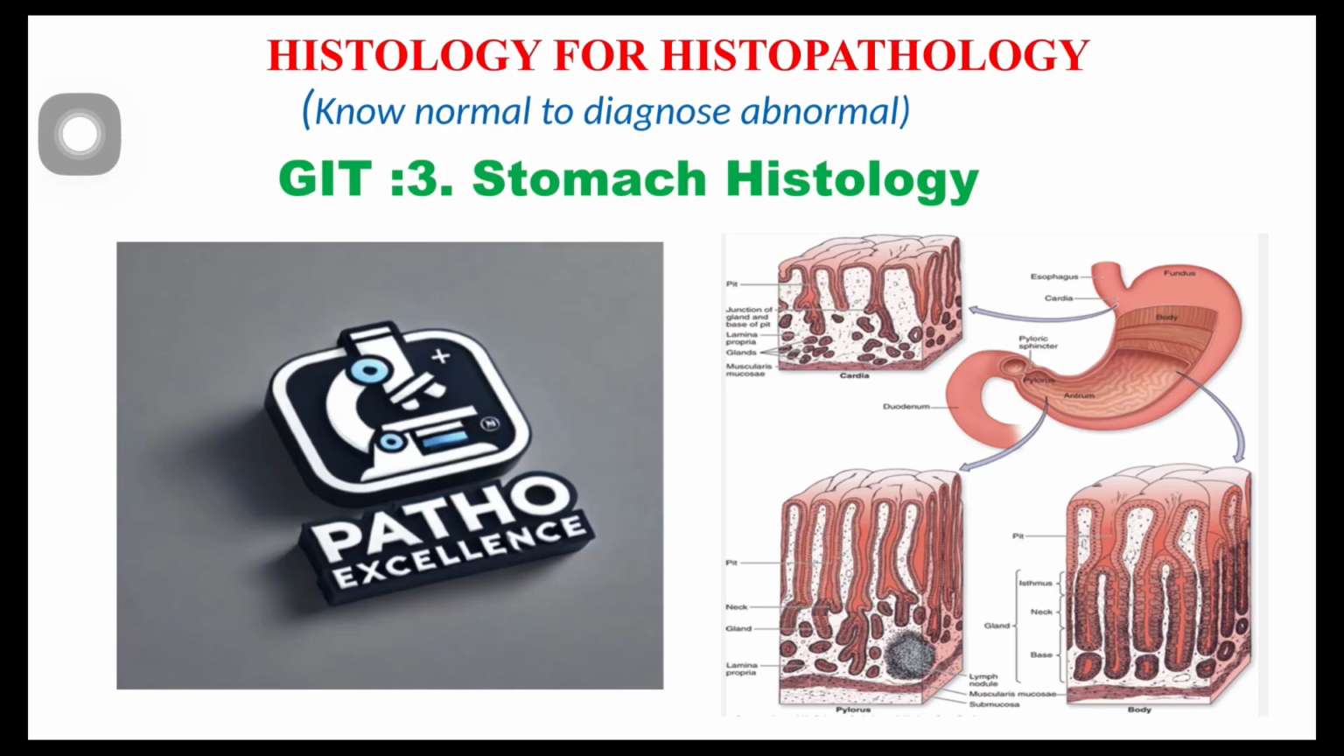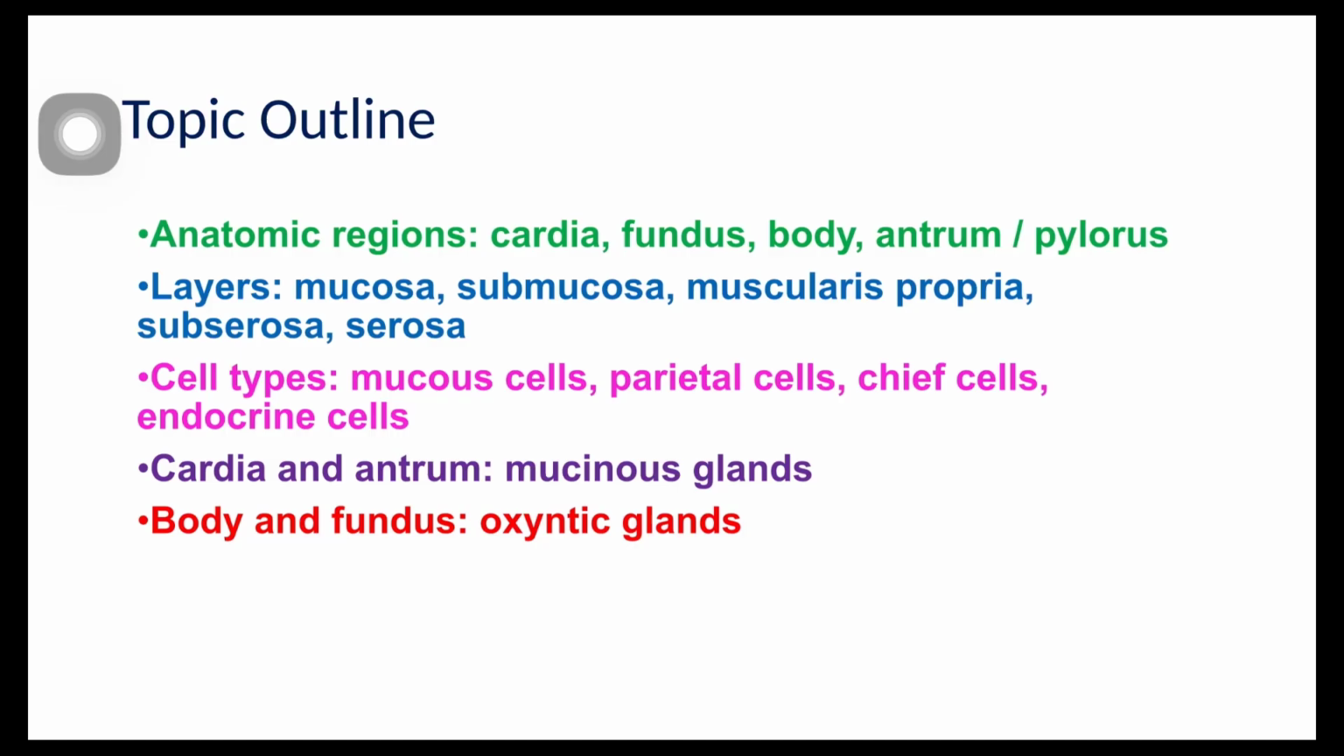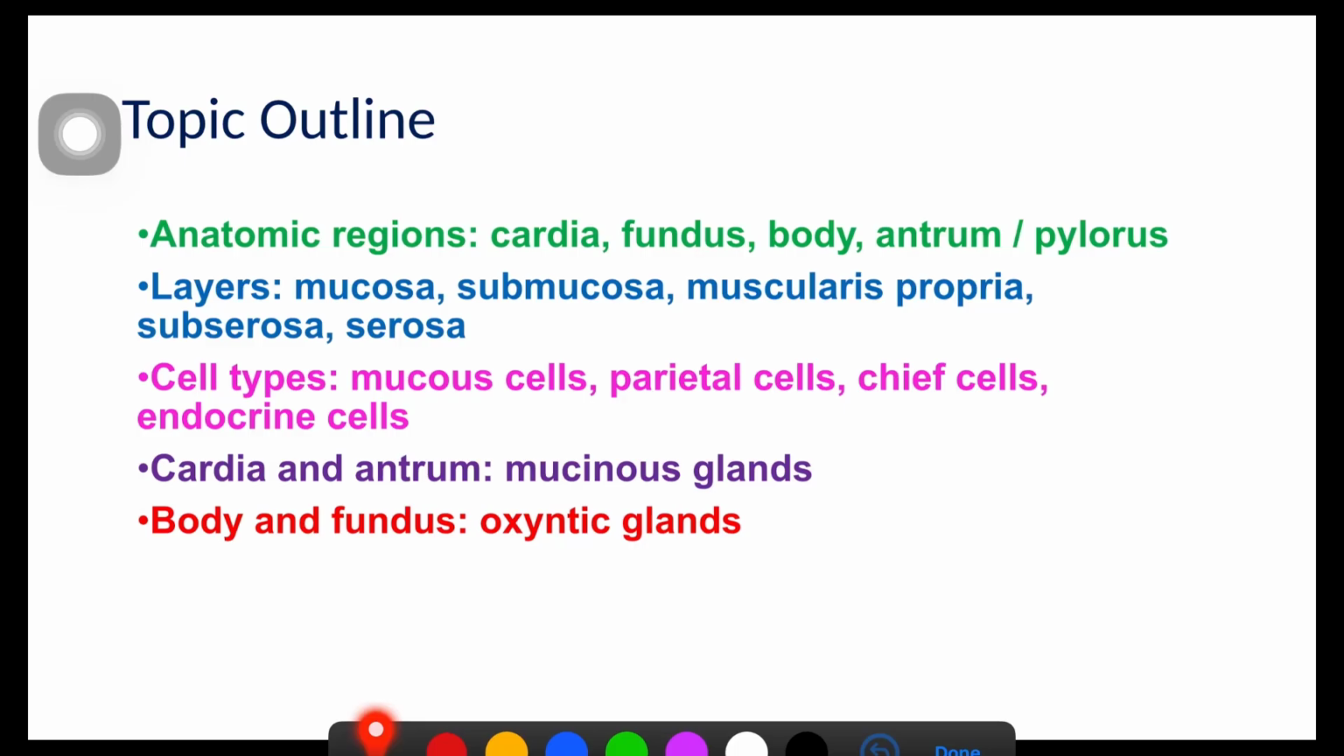By the end of this session, you will be able to recognize normal gastric histology with confidence and build a strong foundation for interpreting gastric biopsy specimens. So let's get started. The topic outline includes anatomic regions, layers of the different anatomic regions, cell types and different types of glands.